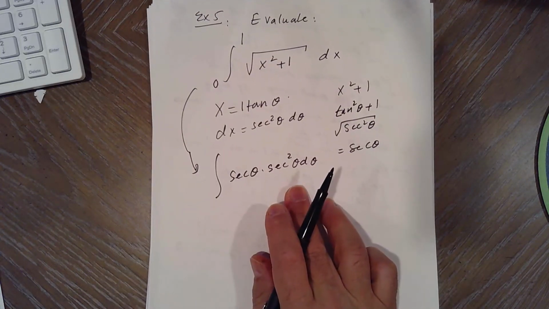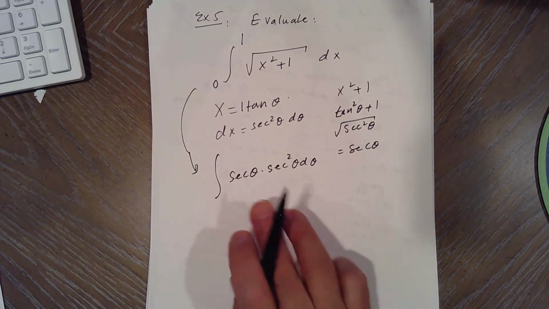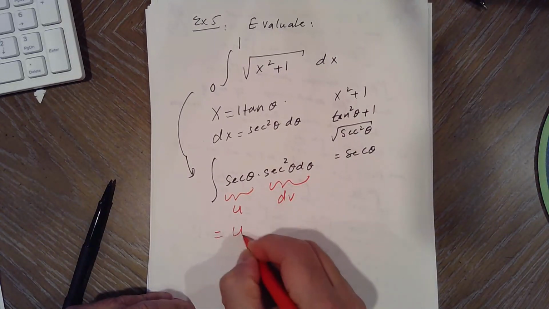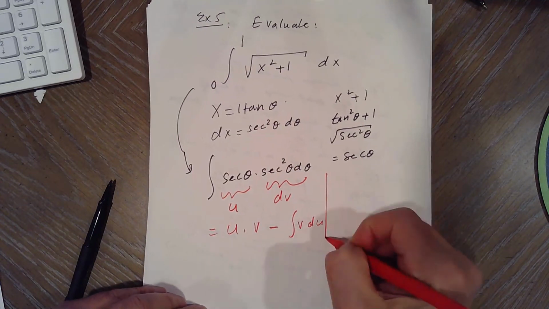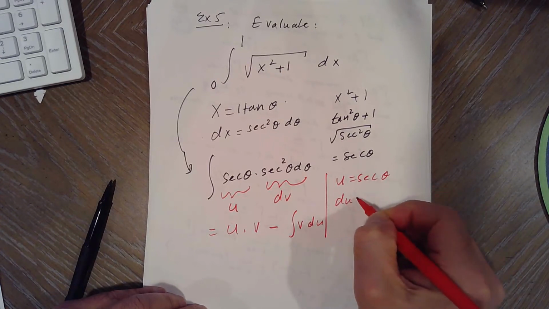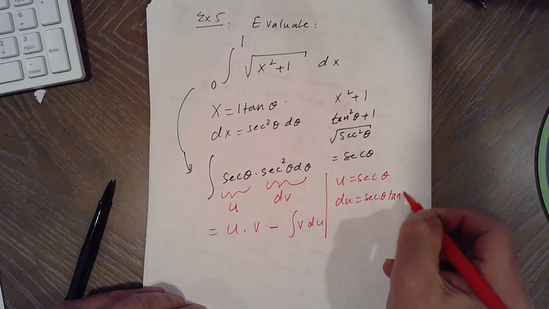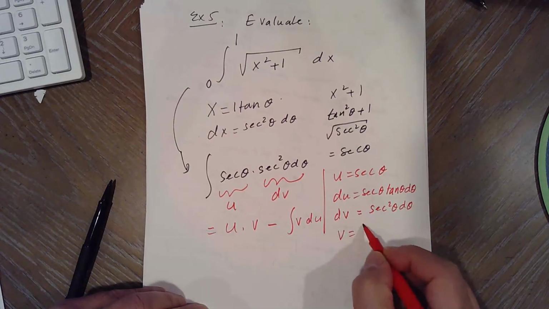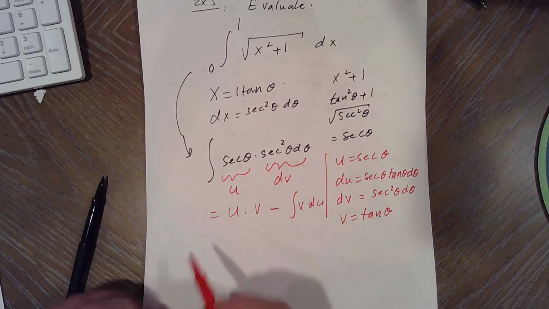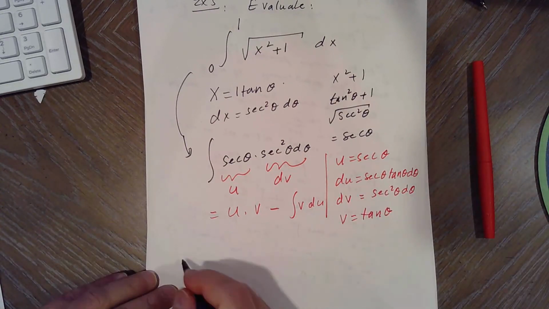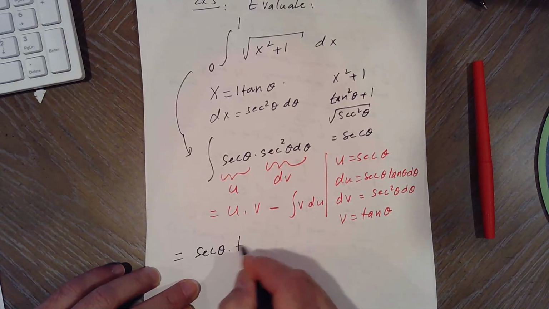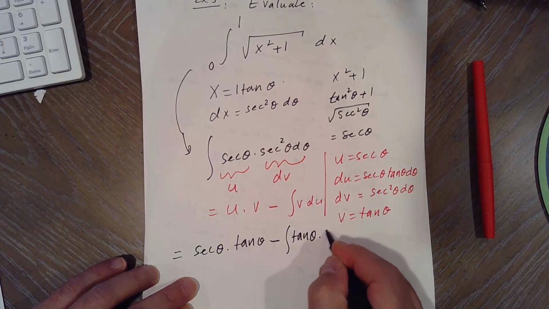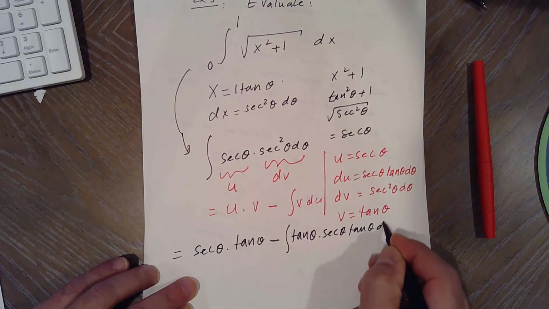So this is the integral of secant cubed, which, if you look at the previous section, we're going to do by integration by parts. Let u equal this, and dv. So we're going to get u times v minus the integral of v du. If u is secant, then du is secant theta tangent theta d theta. If dv is secant squared theta d theta, then v is the integral of secant squared, which is tangent theta. So then we have u, which is secant theta, times v, which is tangent, minus the integral of v du, which is secant theta tangent theta d theta.